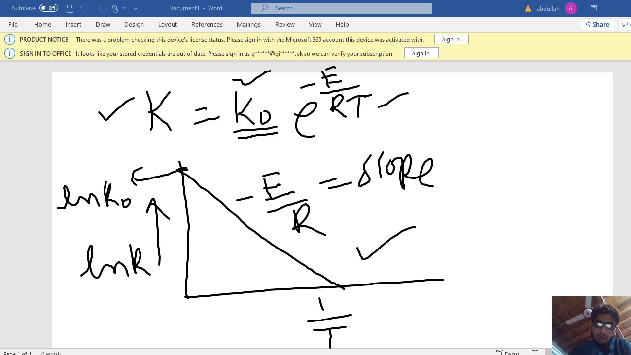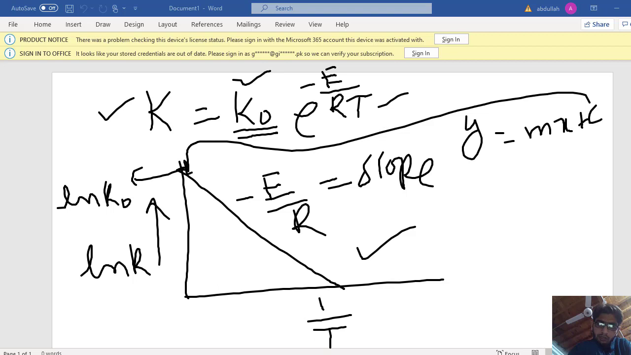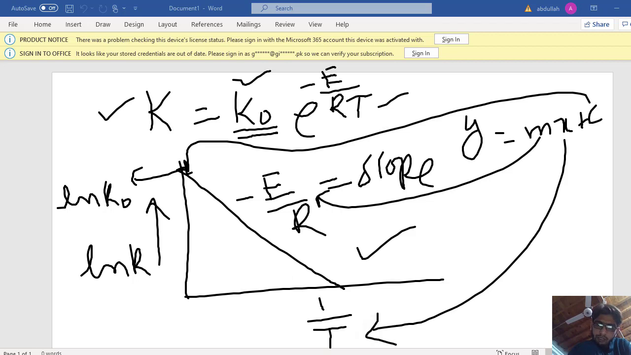If we compare it with y is equal to mx plus c, this is the y-intercept, and this is the slope, which is minus E by R. The x term is 1 over T, and the y term is ln k. So this is the graphical form of the Arrhenius equation.